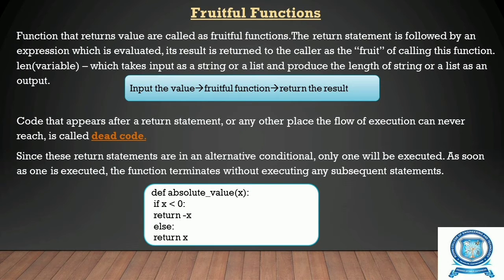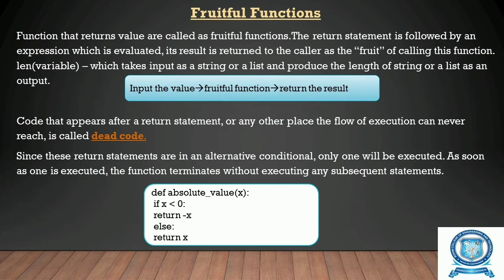Let us know something about fruitful functions. The functions that return a value are called fruitful functions. The return statement is followed by an expression which is evaluated and its result is returned to the caller as the fruit of calling this function. So, the len function takes a string or a list as input and produces the length of the string or list as output. The input value is given to the fruitful function, and the result is returned.